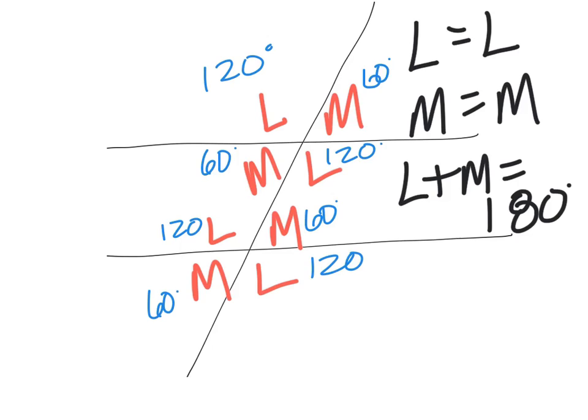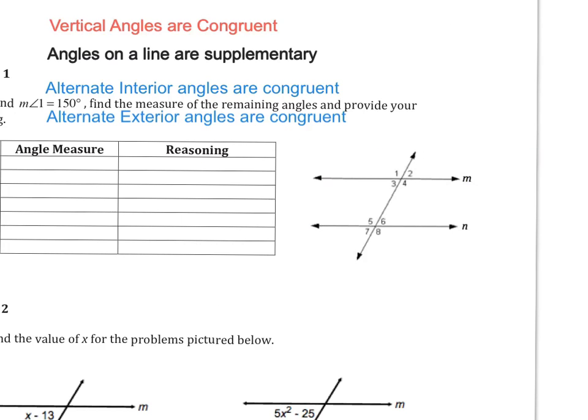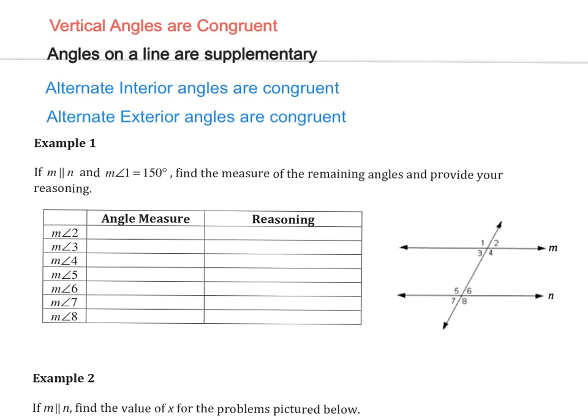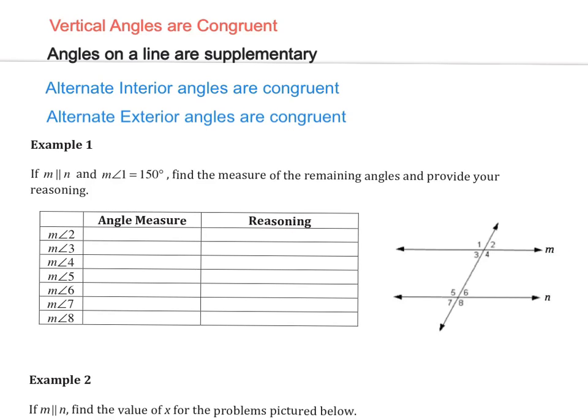Moving on to the next slide. In this case, it specifically talks about angle 1 being 150 degrees. So let's label angle 1 as 150 degrees. Now I happen to know that this would be 150, and this would be 150, this would be 150, and all of my other angles, in this case my 2, 3, 6, and 7, would all be 30 degrees.